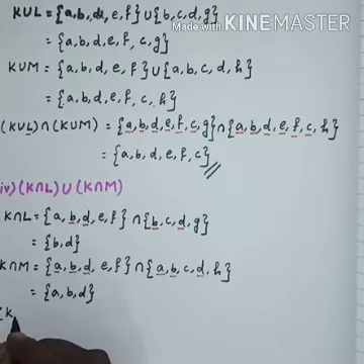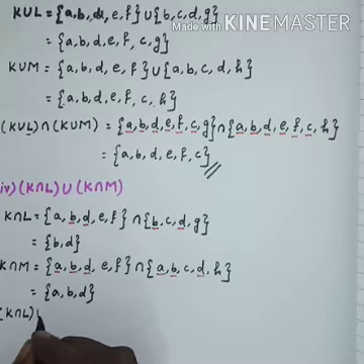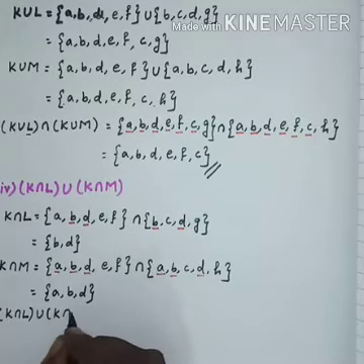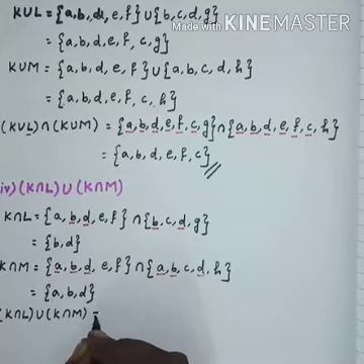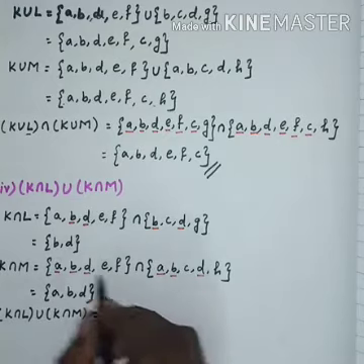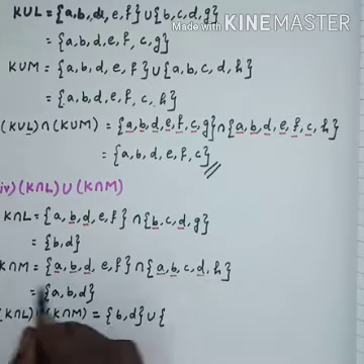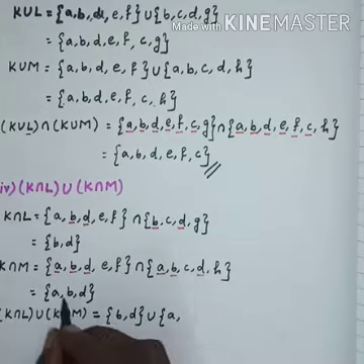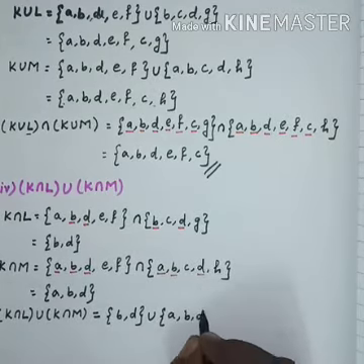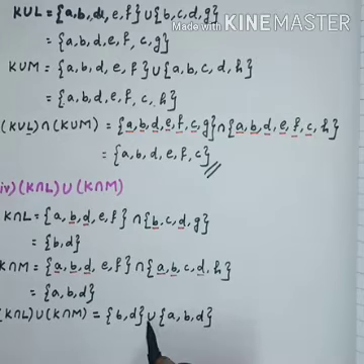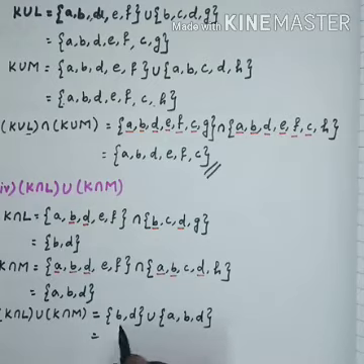So K intersection L union K intersection M is equal to, what is K intersection L? B, D. Put the union symbol here. And what is K intersection M? A, B, D. So in between the sets we have the union symbol here. So union means we have to combine these two sets of elements together.